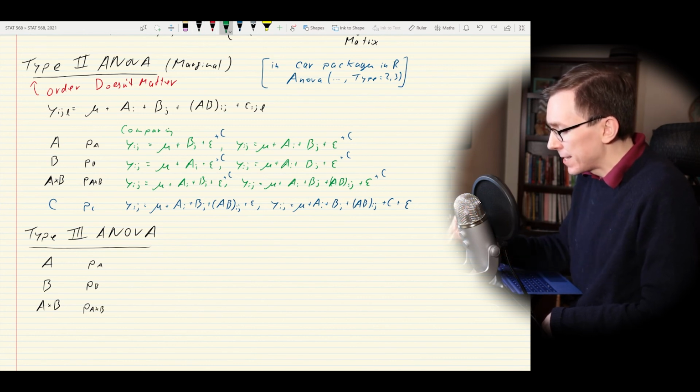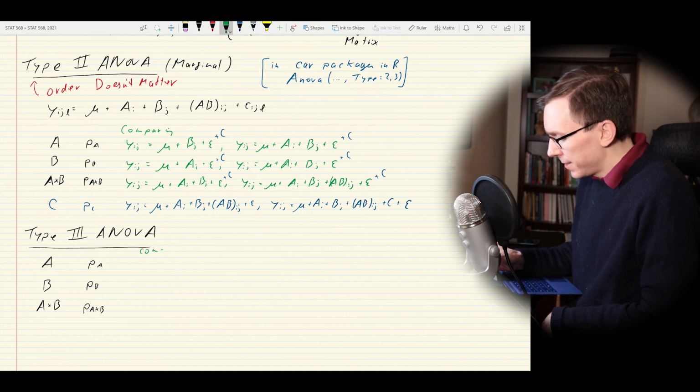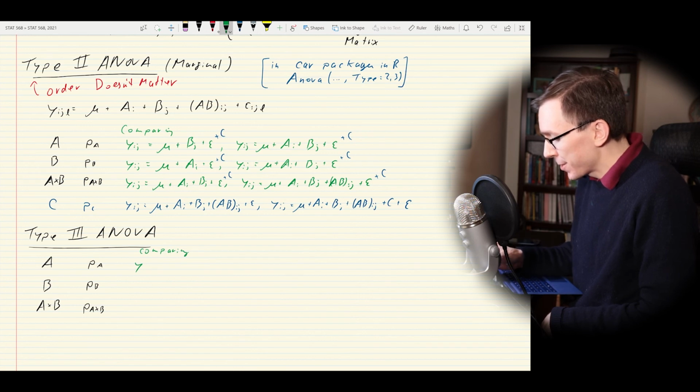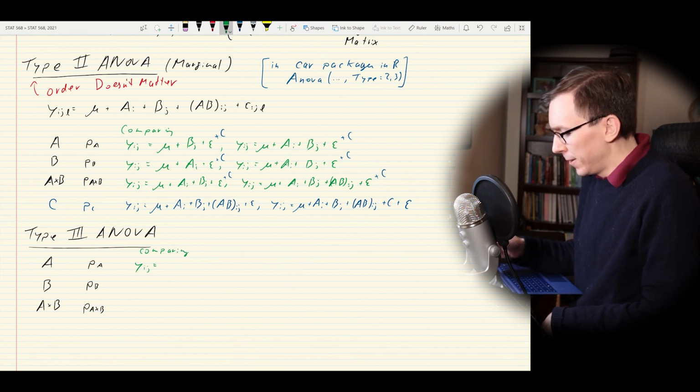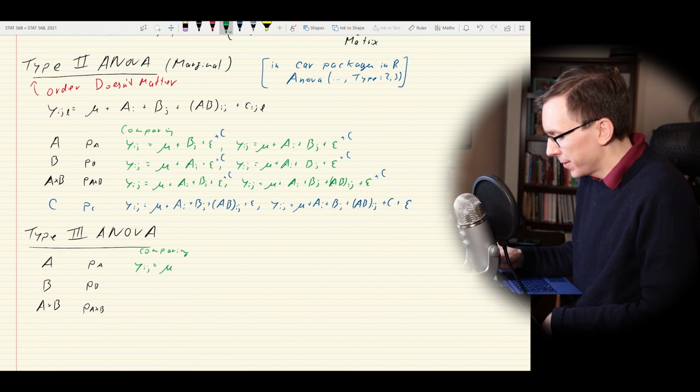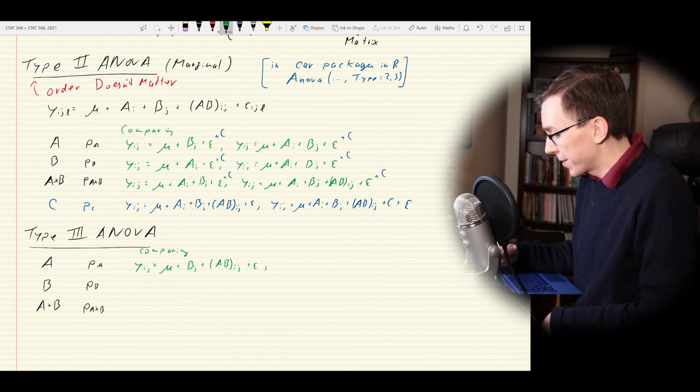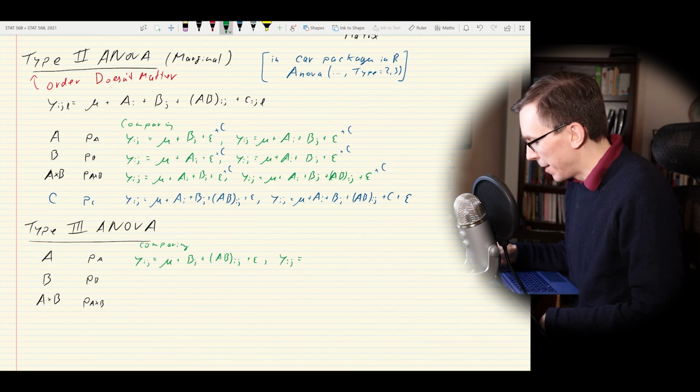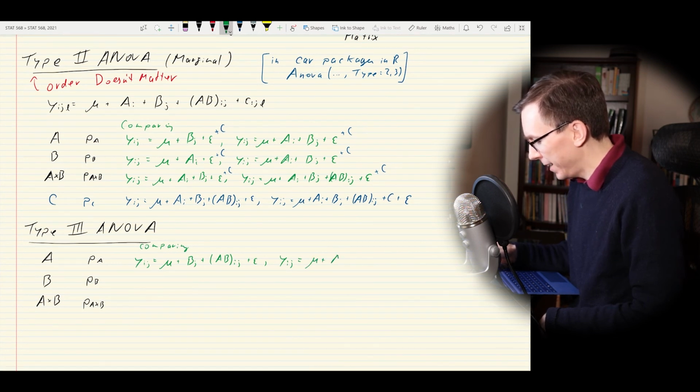So going back up to this table, it's going to look similar with one big difference. When we consider the null model here, we're still going to have mu. We're going to have the bj term, but we're also going to have the interaction term abij. And then we're going to compare that to the full model, ignoring the c here, with all three terms: a, b, and ab.